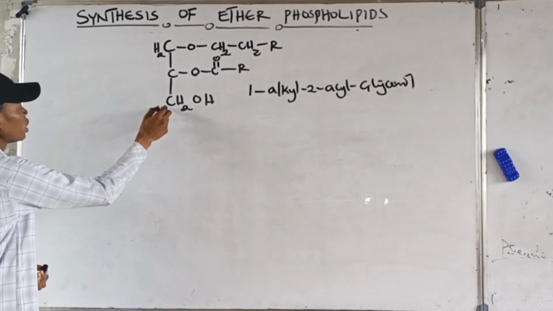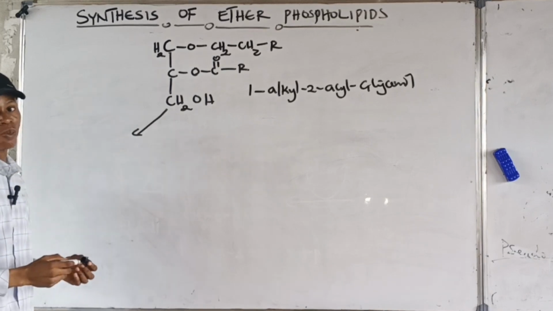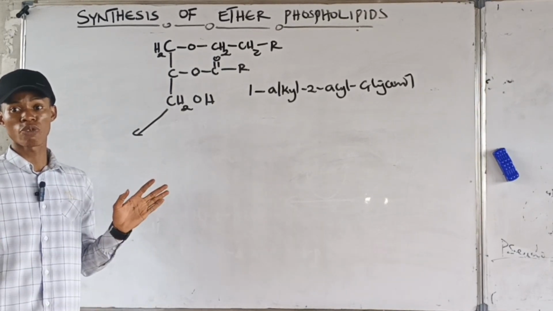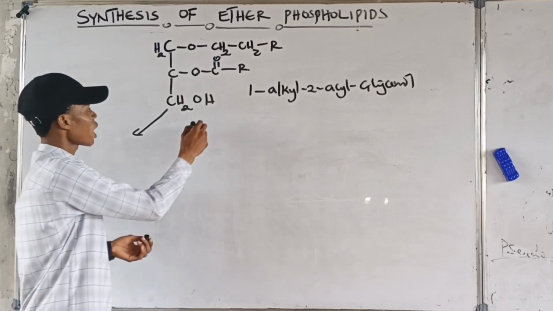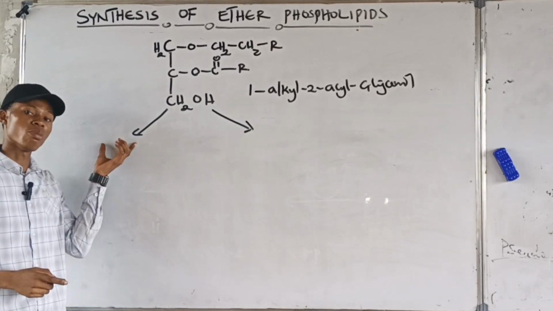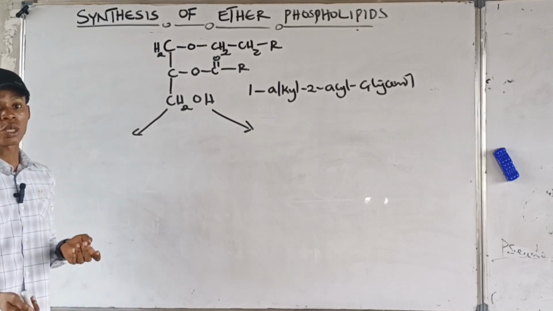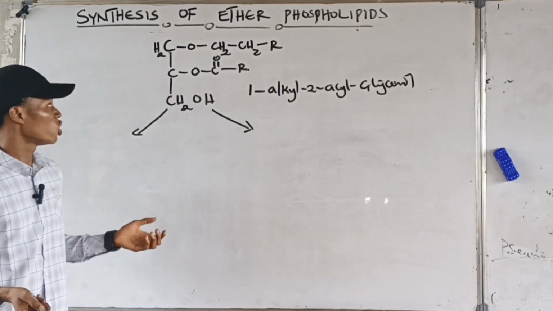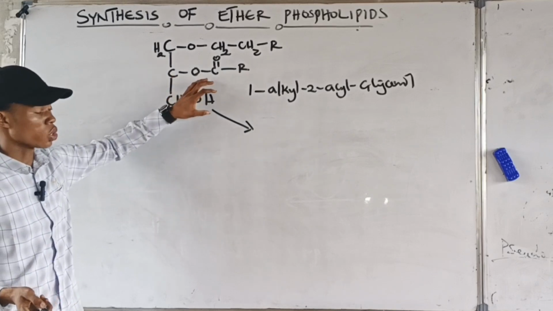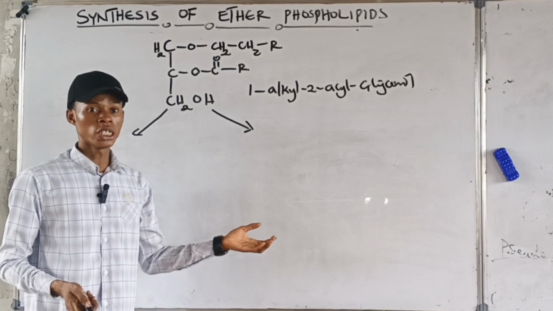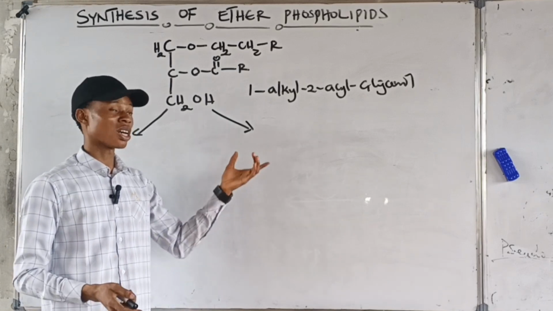Now from this we can actually synthesize plasmalogen or platelet activating factor, and it's very simple from here. If you want to synthesize plasmalogen, you add ethanolamine. If you want to synthesize platelet activating factor, you add choline. So in plasmalogen, what are we adding? Ethanolamine as a head group. In platelet activating factor, what are we adding?